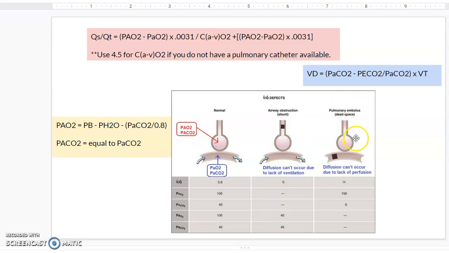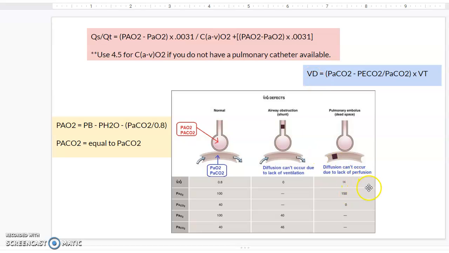Okay, our next one is dead space. Dead space is when you have an alveolus that's being ventilated, but you do not have perfusion. The blood flow past the alveoli is being blocked. So you don't have any perfusion, but you do have ventilation. Here is your equation to calculate dead space.